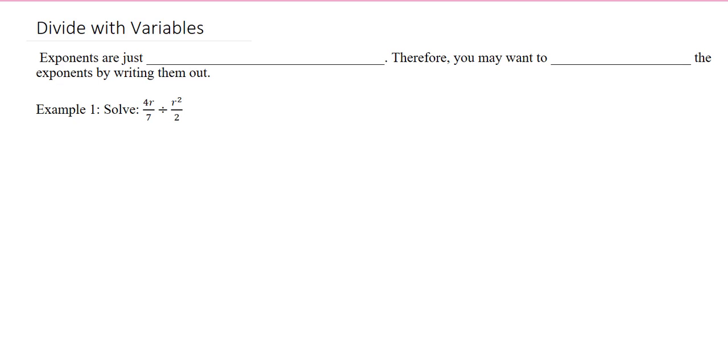Divide with variables. Exponents are just repeated multiplication. Therefore, you may want to expand the exponents by writing them out. So let's look at the first example. We're going to solve for 4r over 7 divided by r squared over 2.